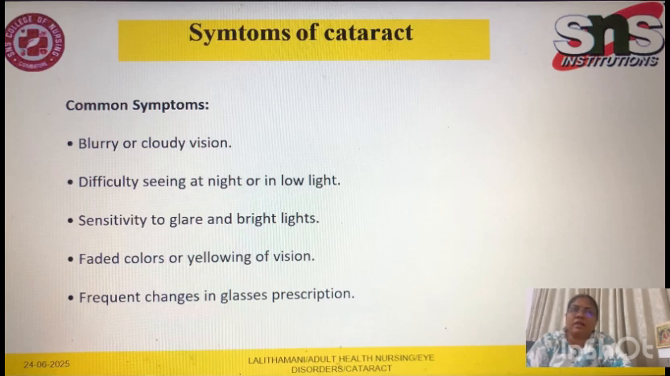Now we will see the symptoms of cataract, how the common symptoms are represented in patients with complaints of cataract. The common symptoms include blurry or cloudy vision, difficulty seeing at night or in low light, sensitivity to glare and bright lights, faded colors or yellowing of vision, and frequent changes in glasses prescription. Now we will see them in detail.